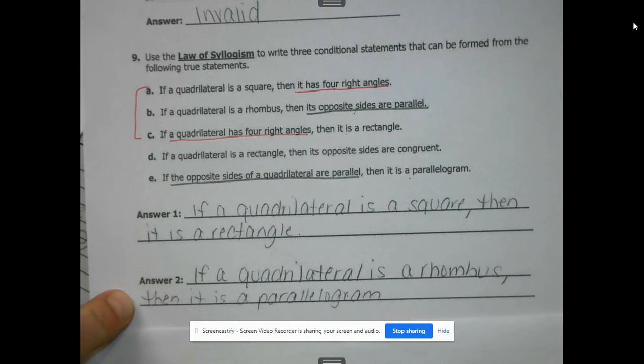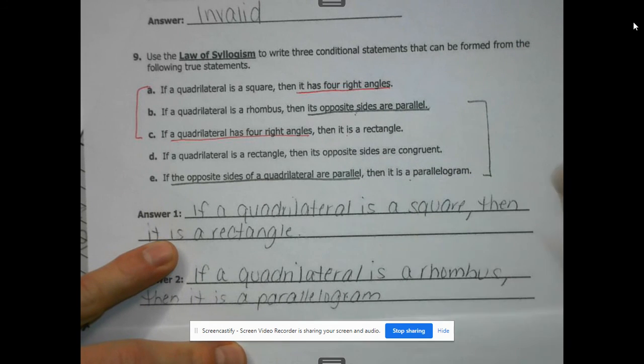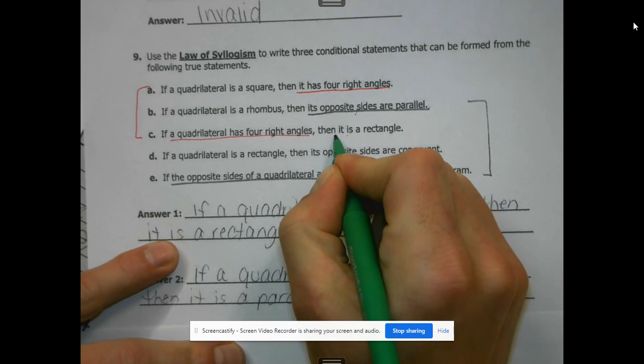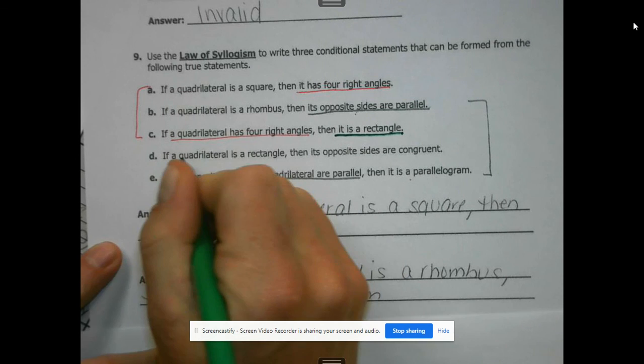All right, let's go back to C. Look at letter C now. Let's see if I can match. So we matched up these two right here for number 2. All right, let's look for this one. It is a rectangle. Well, right away, there it is, right?